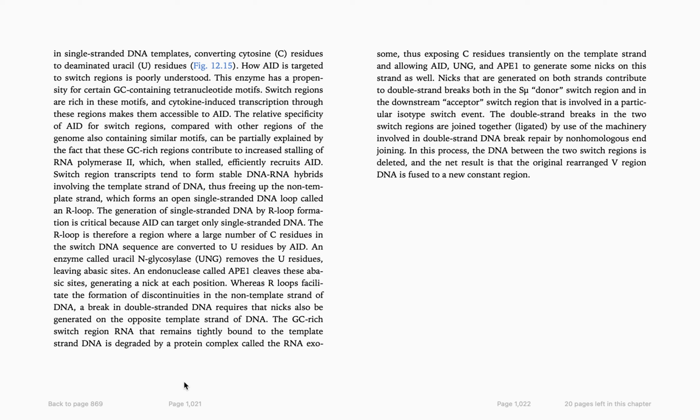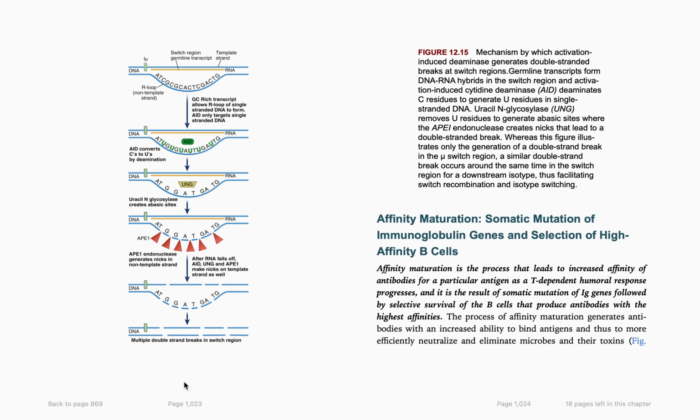The double-strand breaks in the two switch regions are joined together by use of machinery involved in double-strand DNA break repair, non-homologous end joining. In this process, the DNA between the two switch regions is deleted, and the net result is that the original rearrangement of the VDJ chain is fused to the new constant region. So this is the description we are seeing here, the mechanism by which activation-induced cytidine deaminase generates the double-stranded breaks at two switch regions.